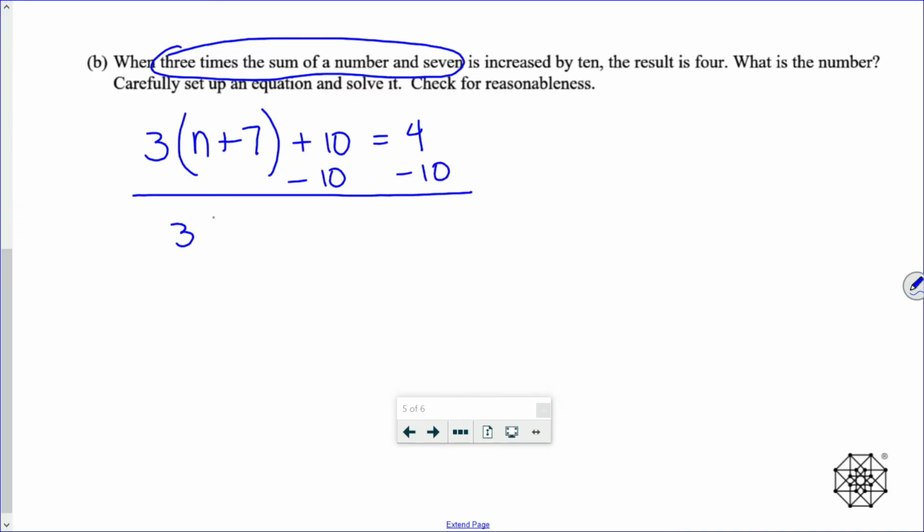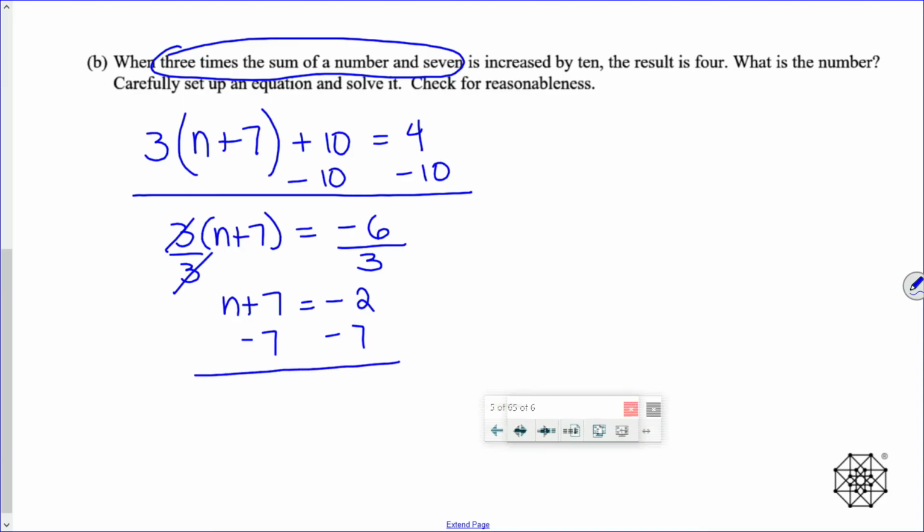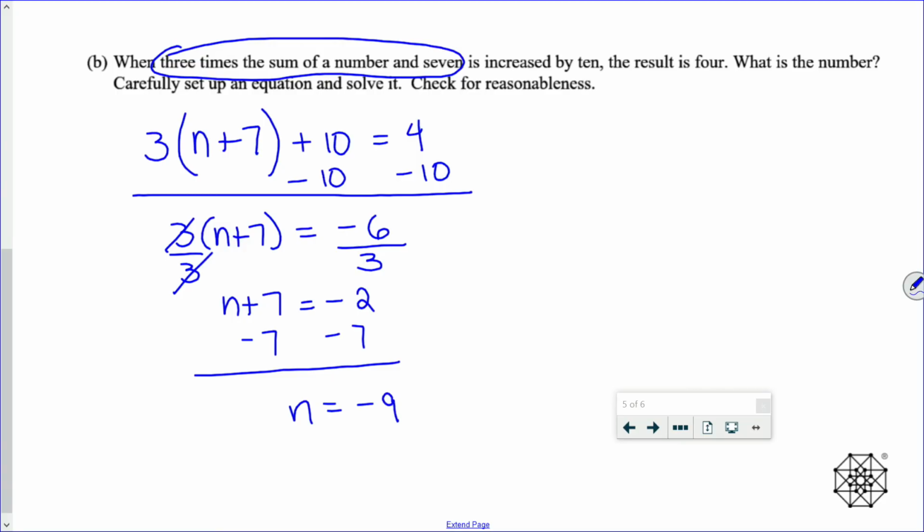We'll get 3 times n plus 7 is equal to negative 6. Divide by 3 on both sides. 3 divided by 3 is 1. So we get 1n plus 7. Then we get negative 6 divided by 3, which is negative 2. Finally, we'll subtract 7 from both sides. And negative 2 minus 7 is negative 9. I love the 9s in this problem, apparently.